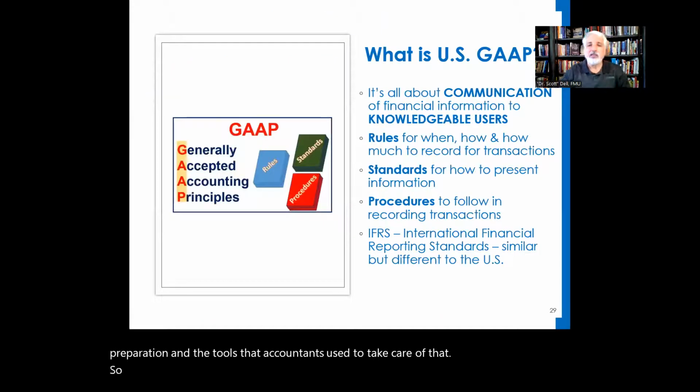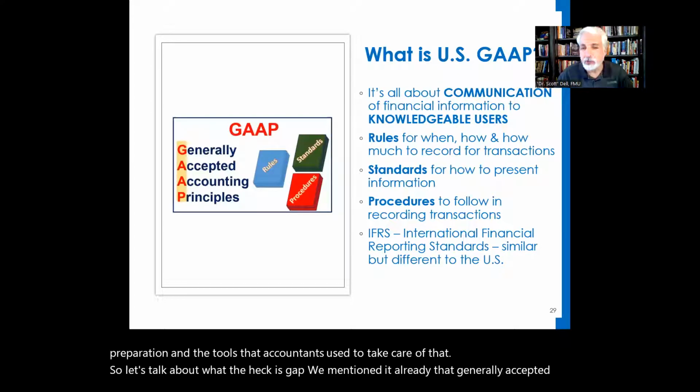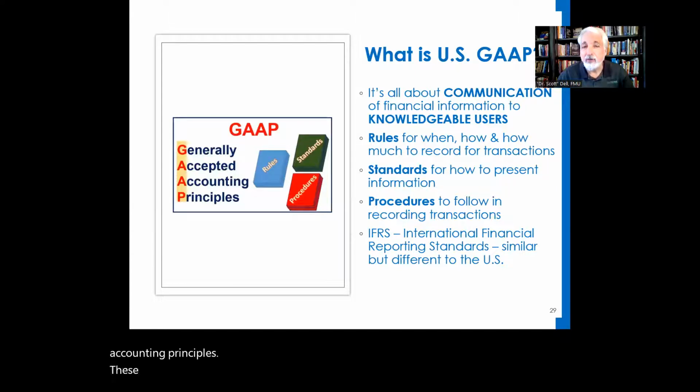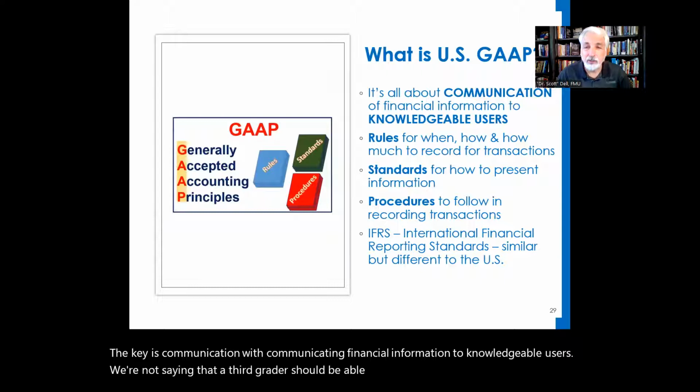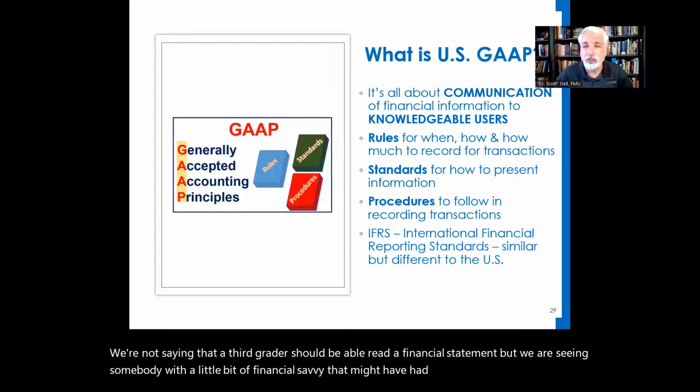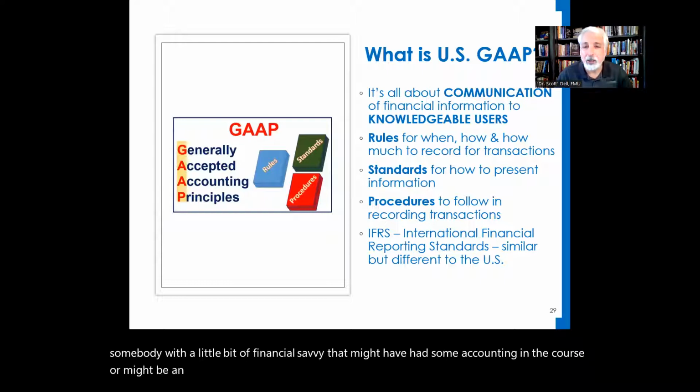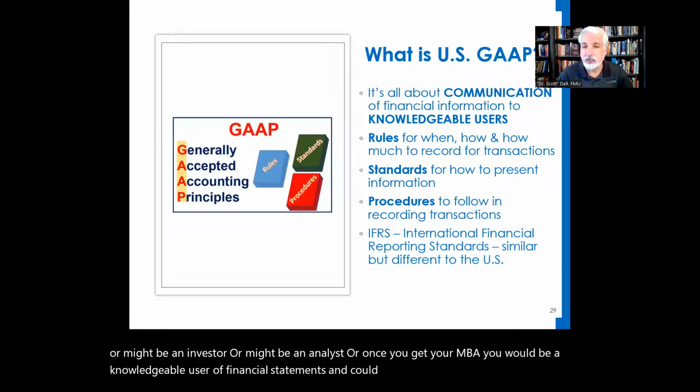So let's talk about what the heck is GAAP. Well, we mentioned it already, generally accepted accounting principles. These are the overriding ideas that determine how we record information. The key is communication. We're communicating financial information to knowledgeable users. We're not saying that a third grader should be able to read a financial statement, but we are saying somebody with a little bit of financial savvy that might have had some accounting in the course, or might be an investor, or might be an analyst, or once you get your MBA, you would be a knowledgeable user of financial statements and would have a basic understanding.